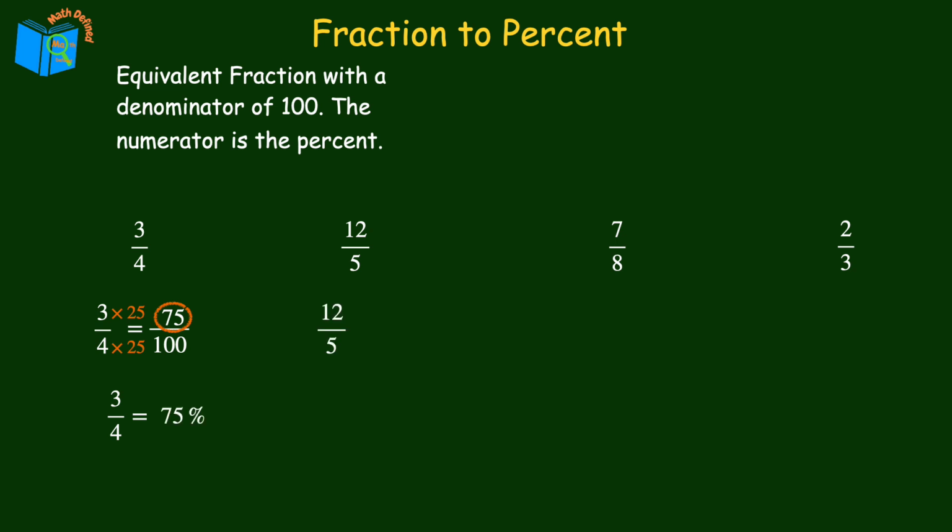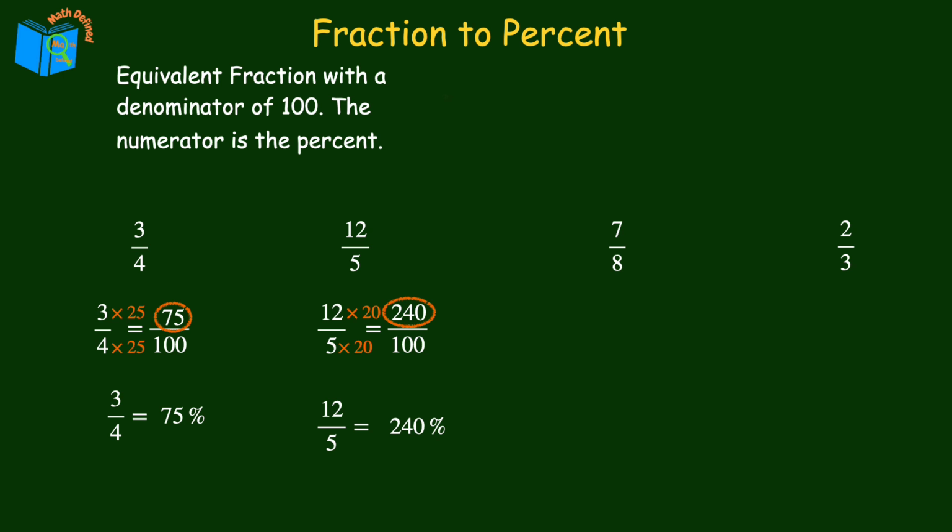Now 12/5. 5 times 20 is 100, so we'll multiply 12 times 20 to get 240. The numerator is the percent, so 12/5 as a percent is 240%. The denominators of these last 2 fractions are not factors of 100, so we need to use a different strategy.